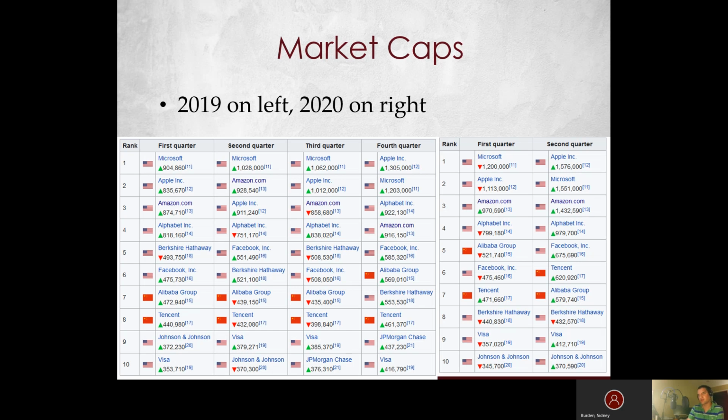So we see a pretty big trend here. We look at Apple in the 2020 second quarter. Apple has a $1.5 trillion market cap. That's huge. Microsoft has a $1.5 trillion market cap. In fact, we could actually round that up to 1.6 trillion. Amazon, it looks like they have 1.4 trillion.